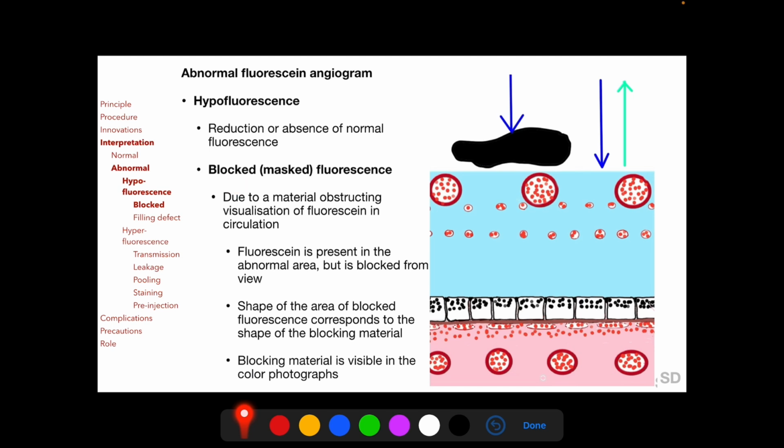Blocked fluorescence occurs due to a material obstructing visualization of fluorescein in the circulation. Unlike filling defect, fluorescein is present within the circulation in the affected area but is blocked from view by the material, and the shape of the area of the blocked fluorescence corresponds to the shape of the blocking material. The blocking material is usually visible in the corresponding area of the color photographs, and this is often important in differentiating blocked fluorescence from vascular filling defect and is important to remember.